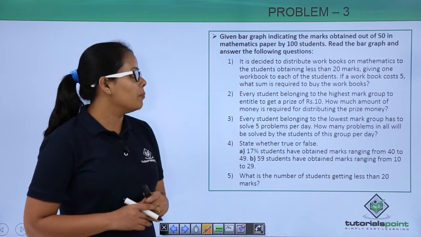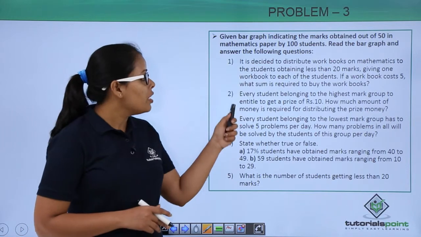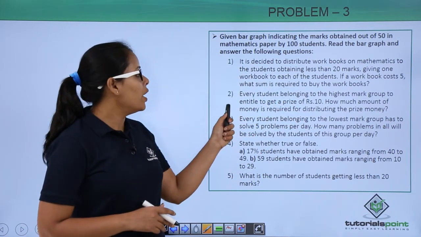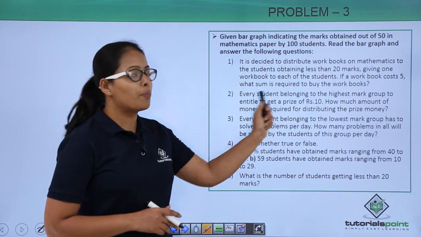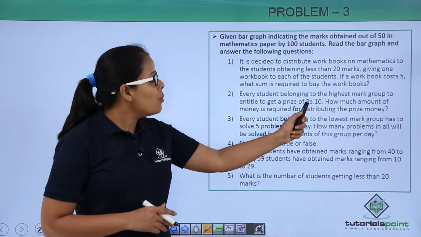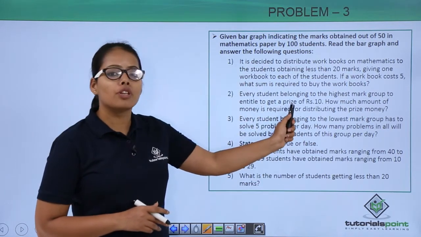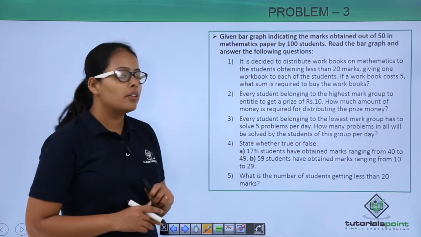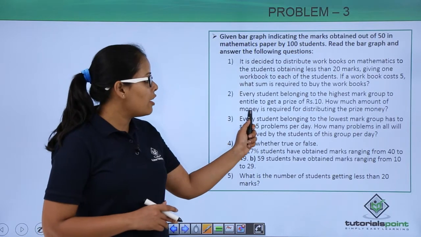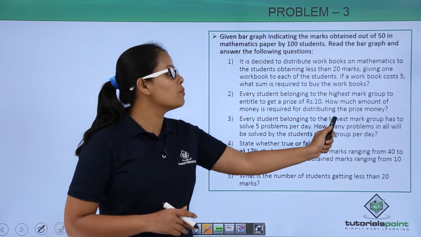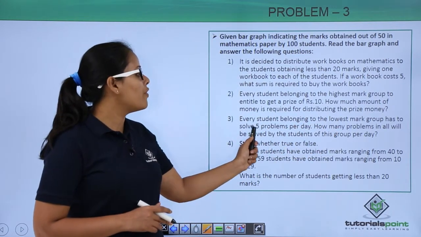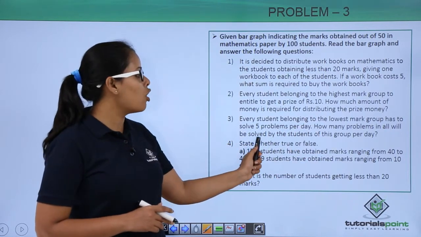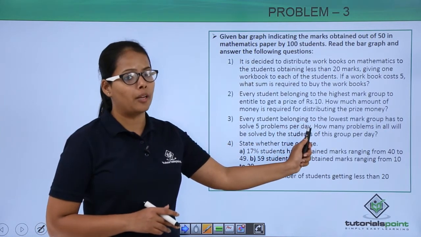In the second problem, they are asking that every student belonging to the highest marks group is entitled to get a prize of rupees 10. How much amount of money is required for distributing the prize money? In the third question, they are asking that every student belonging to the lowest marks group has to solve 5 problems per day. How many problems in all will be solved by the students of this group per day?